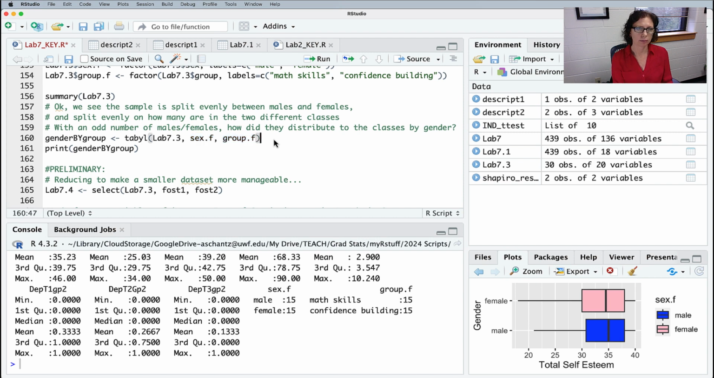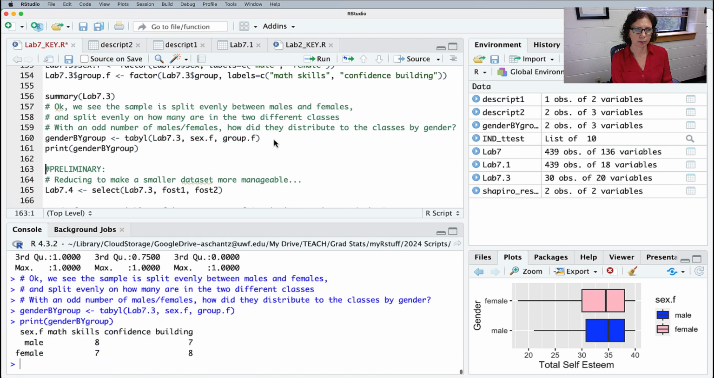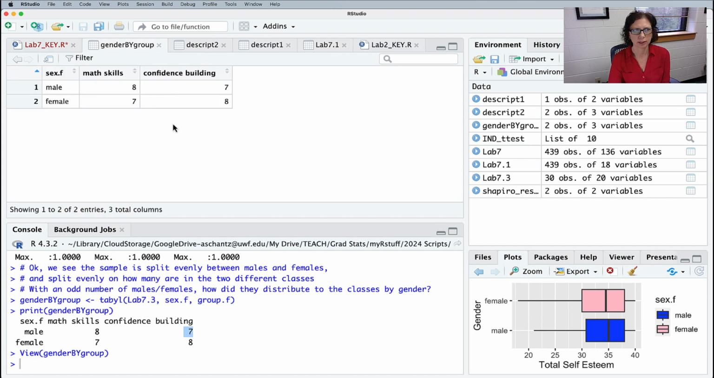So I will put that in and then hit print. And print puts it down here in the console. I can see that 8 males were put into the math skills and 7 males were put into the confidence building intervention, and then vice versa for the female. It'll probably give us a nice little table here. Yep, that's pretty.